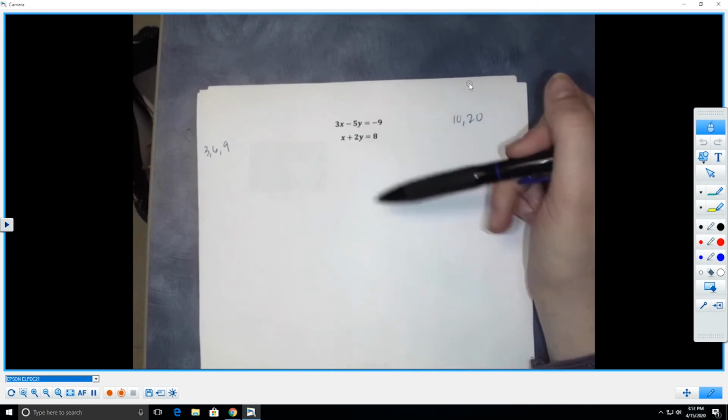Remember, you can choose which variable you want to eliminate. I'm going to choose to eliminate the y term in this case because they're already opposite signs. I'll use 10 as my common multiple. Follow along with me.